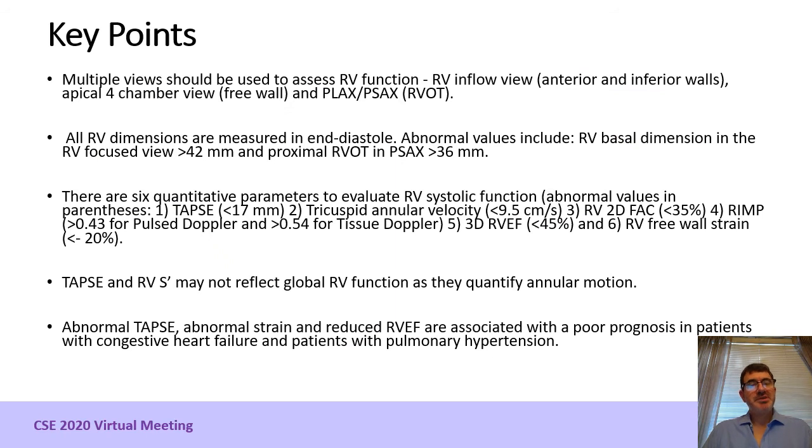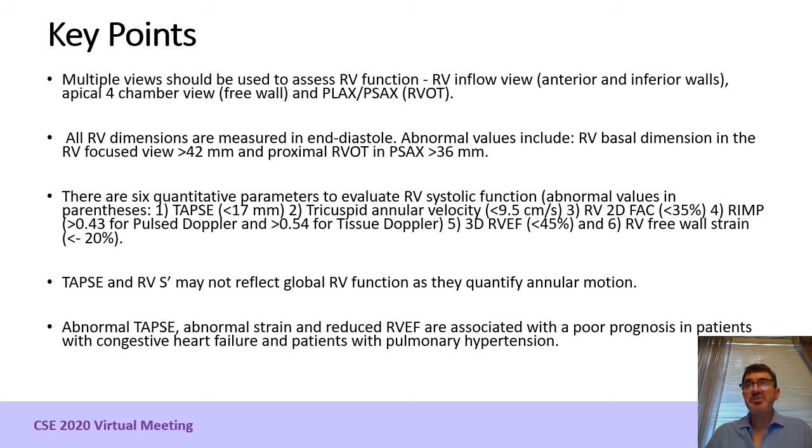So to summarize some key points, multiple views should be used to assess RV function. RV inflow view to look at the anterior and inferior walls, apical four chamber to look at the free wall, and the parasternal views to measure the right ventricular outflow tract. All RV dimensions are measured in diastole. Abnormal values include RV basal dimension, the RV focused view of more than 42 millimeters, and proximal RVOT in the parasternal short axis more than 36 millimeters.